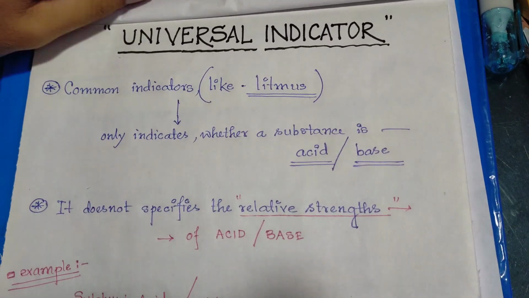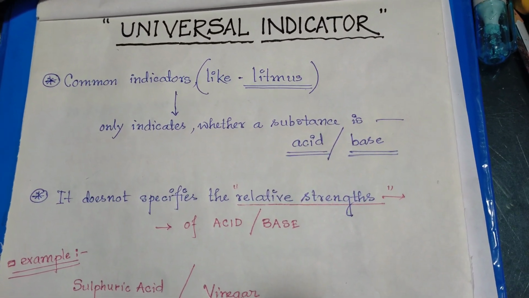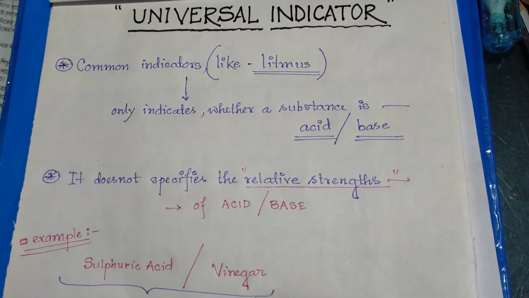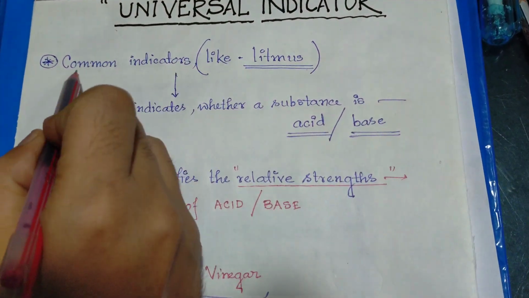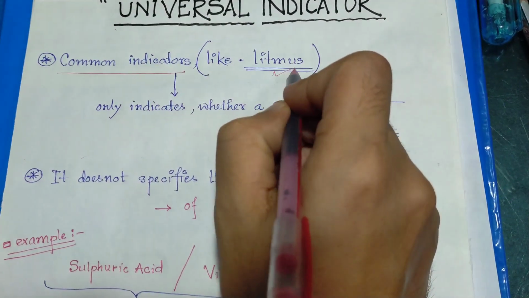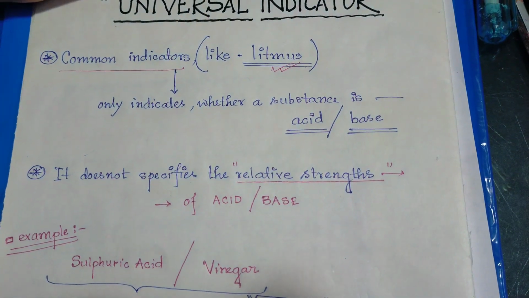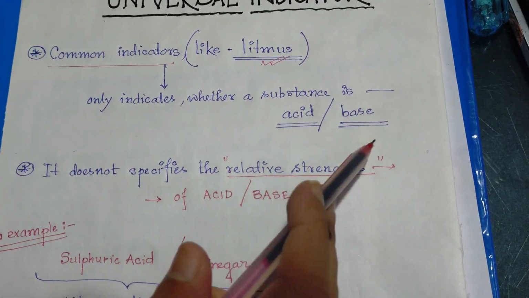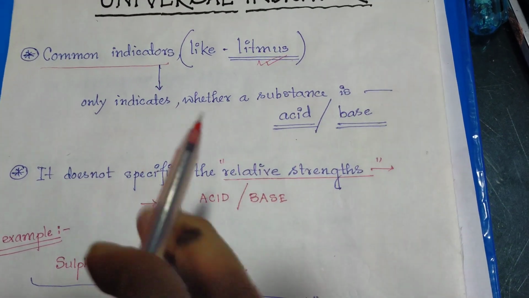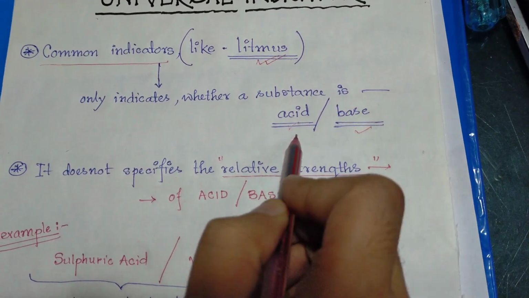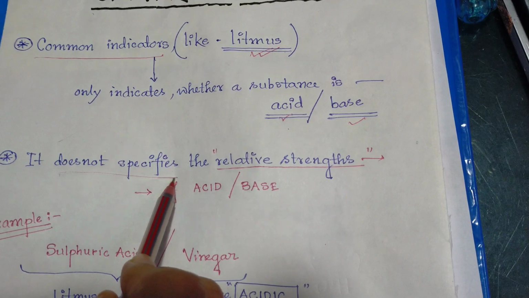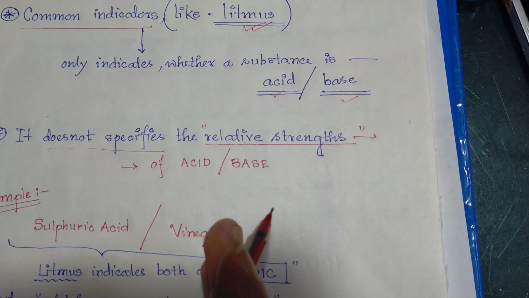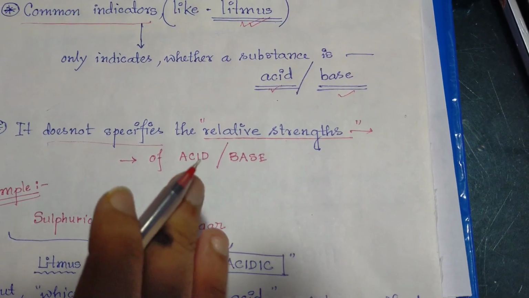So here students, let's get started with the new topic, that is the universal indicator. So what is a universal indicator? Before going for universal indicator, we should know what a common indicator is. A common indicator like litmus, as you have all heard about litmus papers, only indicates whether a substance is acid or base. It does not specify the relative strengths, whether it is more acidic or more basic.